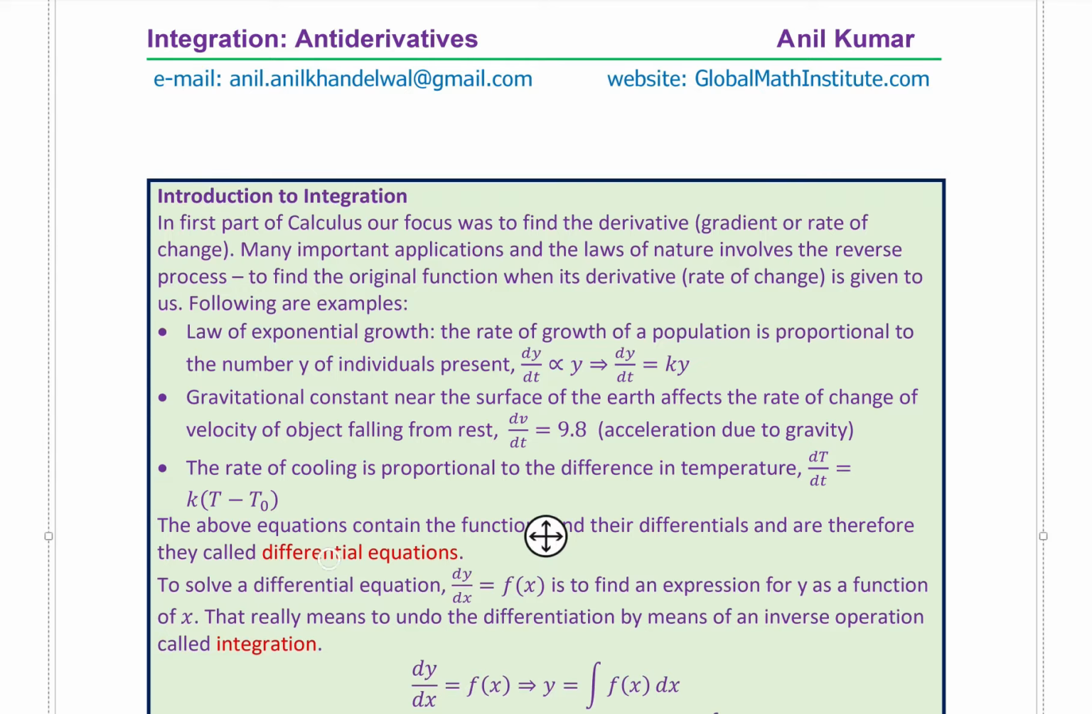The above equations contain the function and their derivatives, right? So we have the derivative function as well as the function. So these equations are called differential equations. The equations that contain functions and their differentials or derivatives are called differential equations.